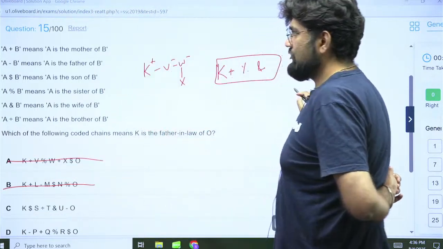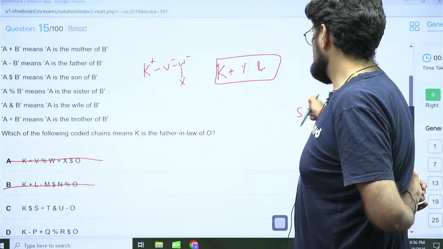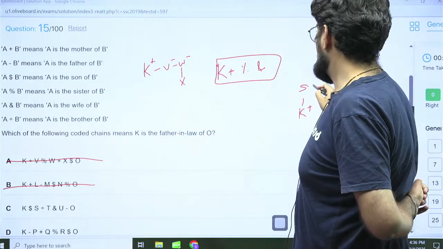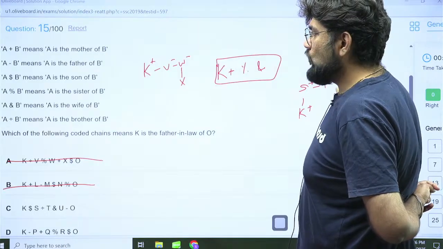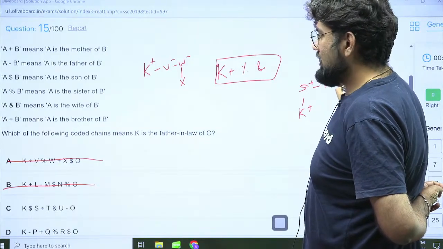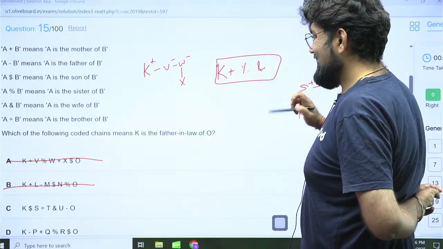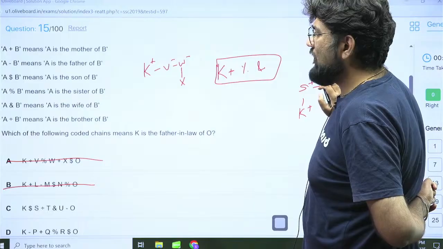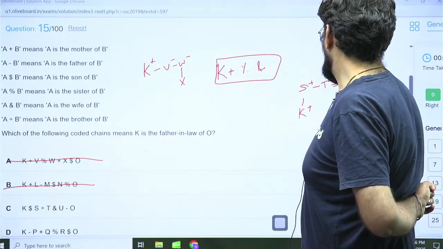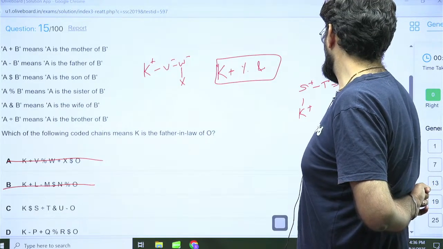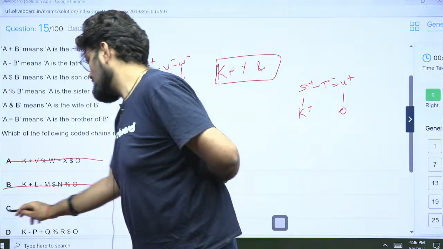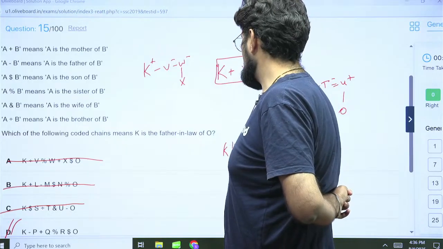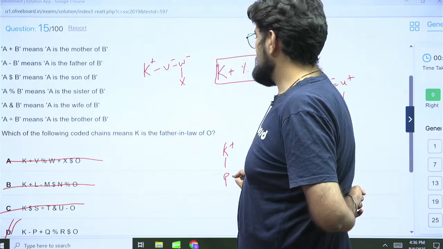K dollar S. K dollar S, K is the son of S. S divided by T, S is the brother of T. T ampersand U, T is the wife of U. And U minus O, no matter what you do, K is still not going to be the father-in-law, right? U minus O, U is the father of O. Yeah, so whatever it is, it's a cousin brother. So option D is the right answer here. We'll still confirm it once. So K minus P, K is the father of P. P plus Q, P is the mother of Q.